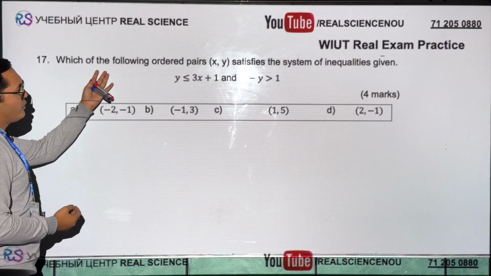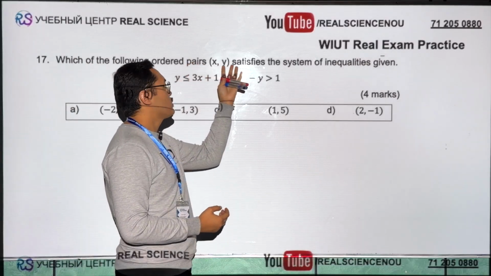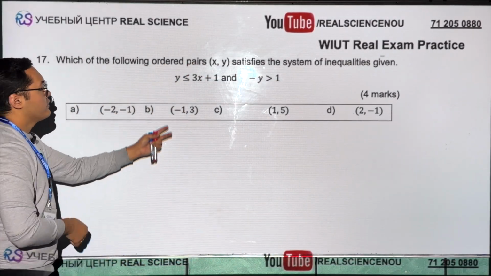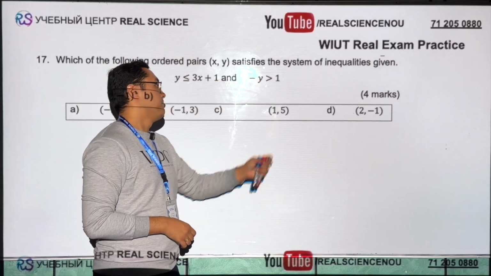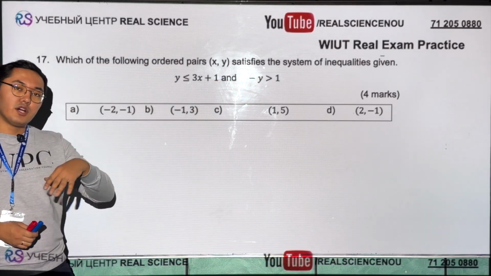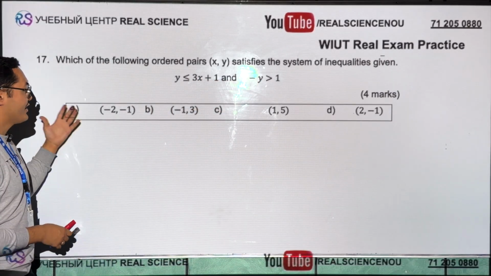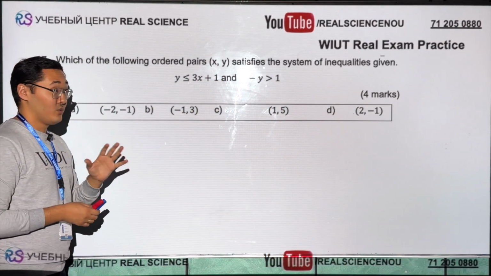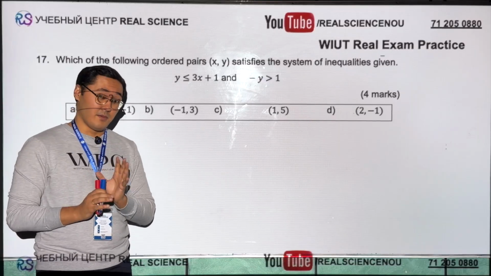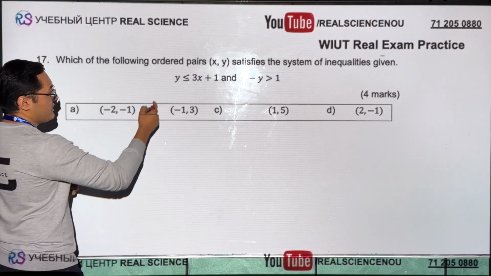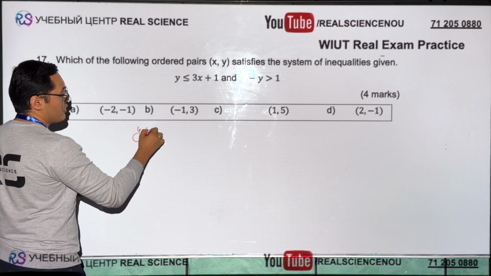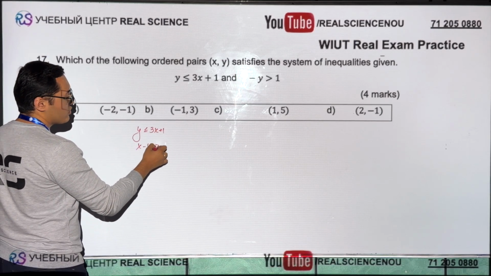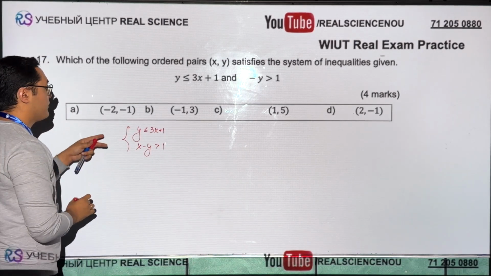It says, which of the following ordered pairs (x, y) satisfies the system of inequalities given, where we're given this one and this one. What you can do is just try to insert some numbers that are given in the multiple choice here, which basically just saves our time. Okay, so let me rewrite that. y is less than or equal to 3x plus 1. x minus 1 is more than or equal to 1. Okay, the system of inequalities.